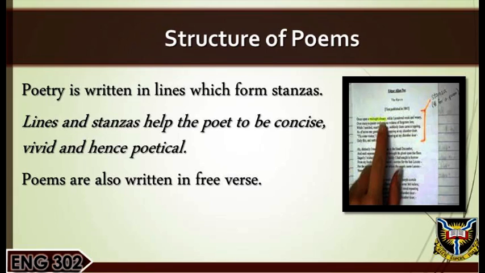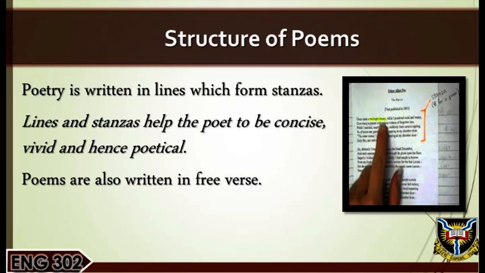Poetry is written in lines which form stanzas. Each unit of stanza contains ideas that are linked to others after it. According to F. B. O. Akpobaro, 2003, 88, lines and stanzas provide a limited context, space or matrix within which the poet must convey his thoughts in a very concise form. Lines and stanzas help the poet to be concise, vivid, and hence poetical.